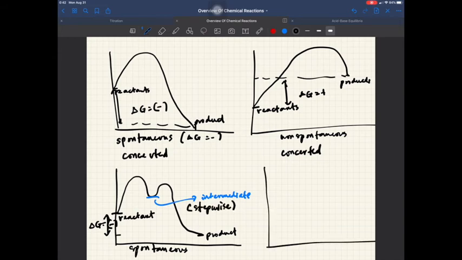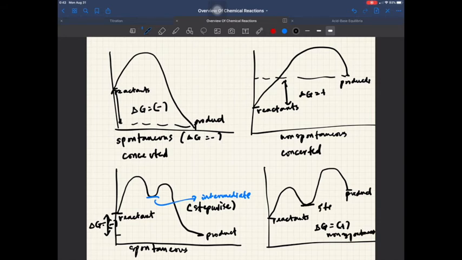On the other hand, we have this type of reaction in which your product has a higher energy state than your reactants. So for this reaction, delta G is positive, meaning it is a non-spontaneous reaction. And since we have an intermediate here, it is also stepwise.